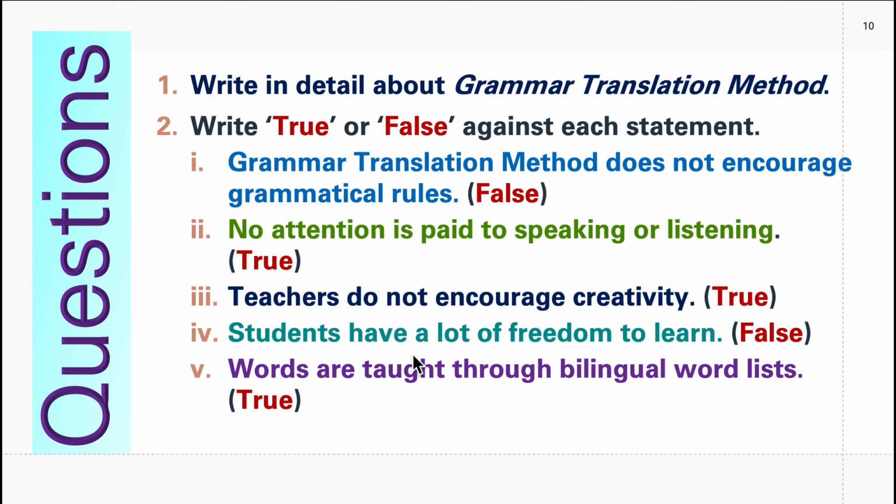4, students have a lot of freedom to learn. False. 5, words are taught through bilingual word lists. True. That's all we have.